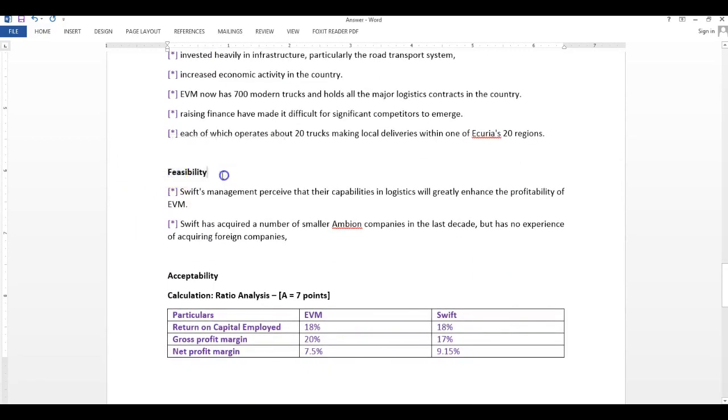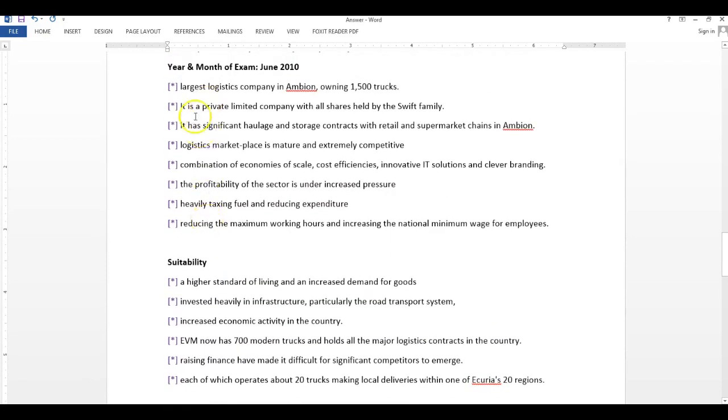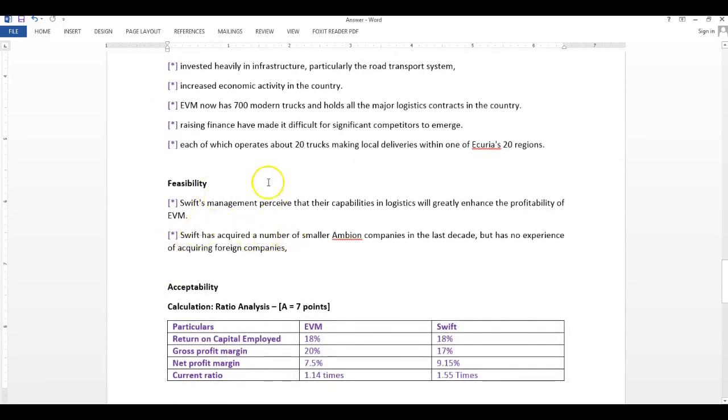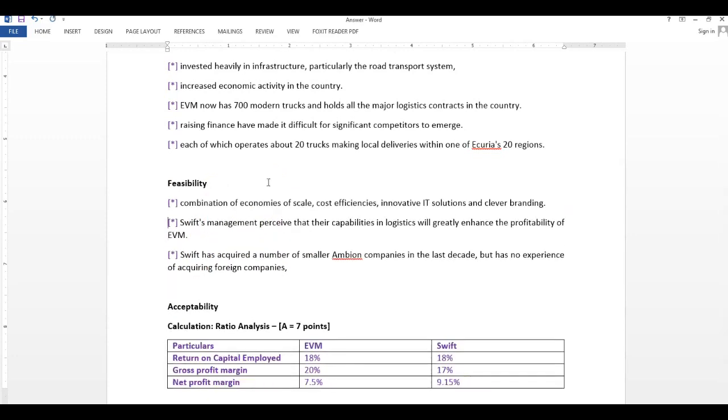Feasibility is whether we have the capability. Yes, these points tell that we have capability. We can also add a point to feasibility: that our company has gained a combination of economies of scale, cost efficiencies, innovative IT solutions, and clever branding. So this can be taken under feasibility. Our company has these kinds of capabilities, and this capability can be used while acquiring EVM and running EVM also.